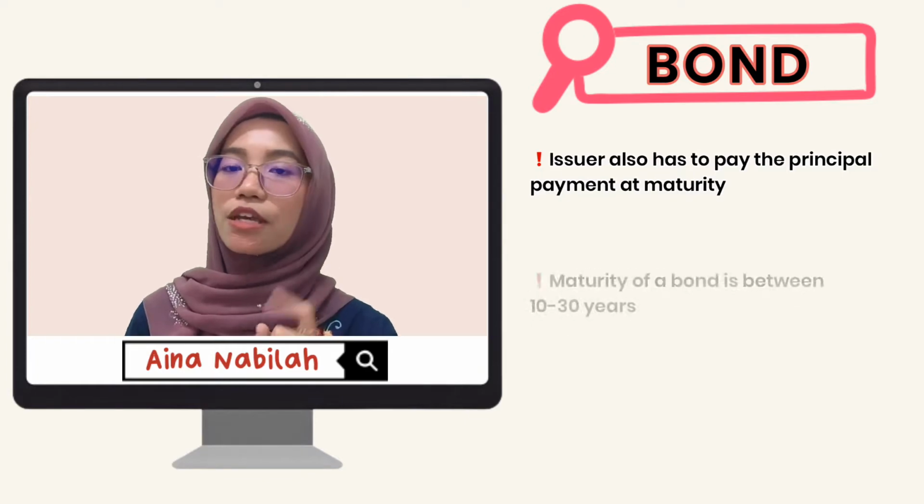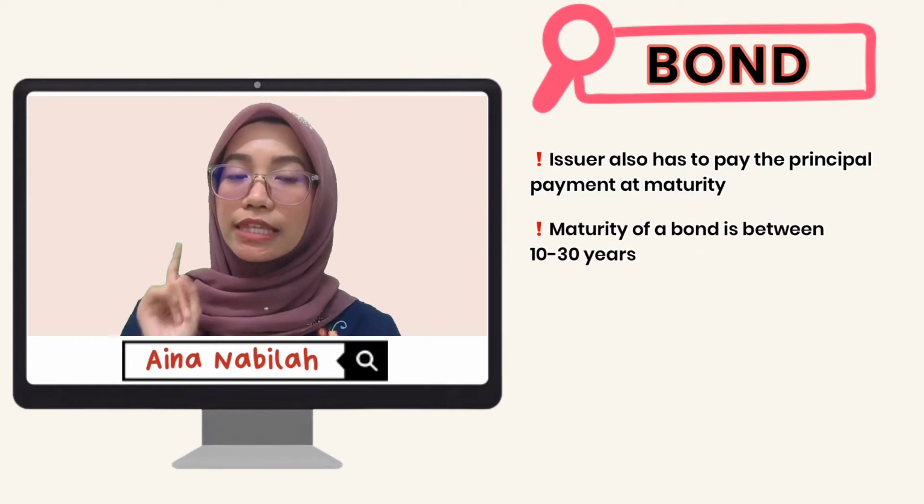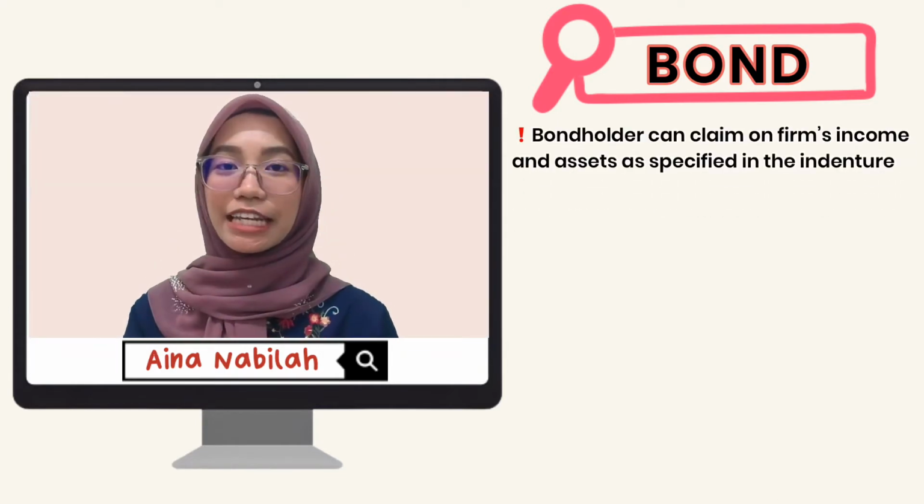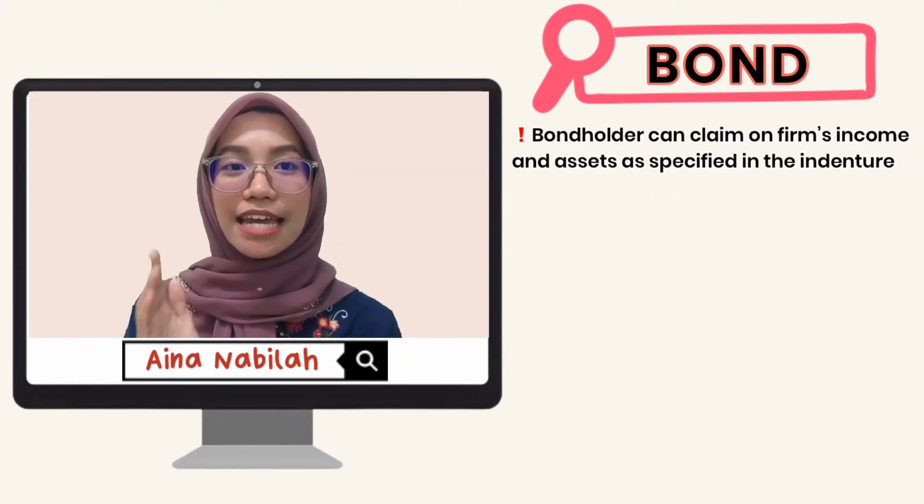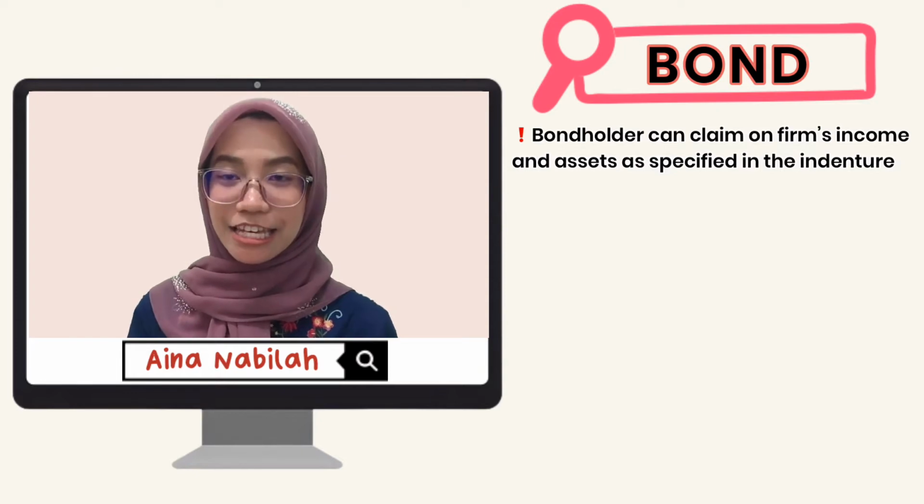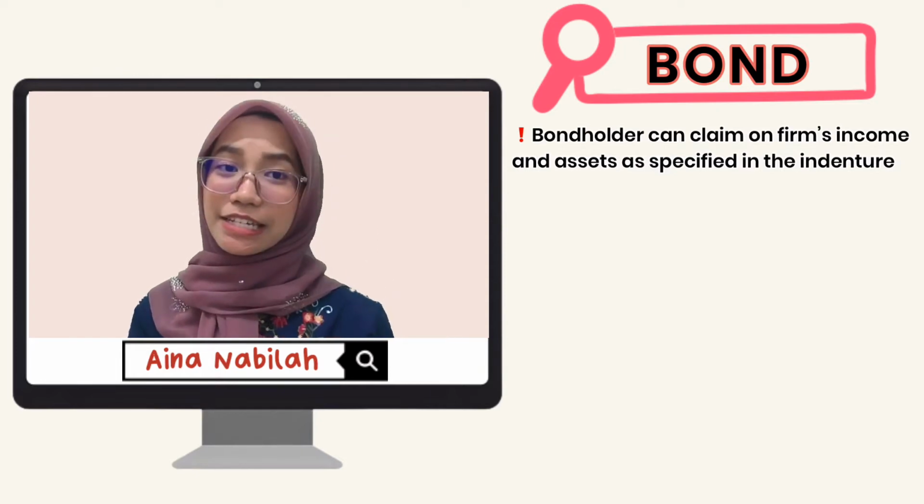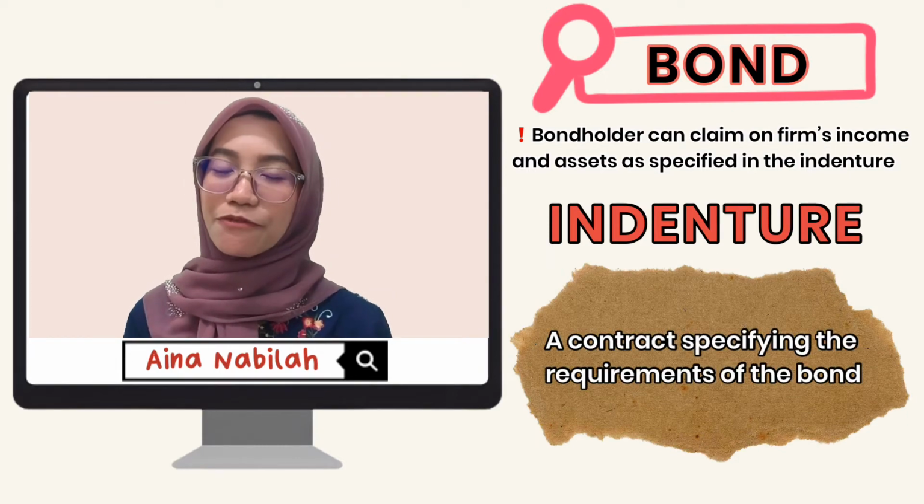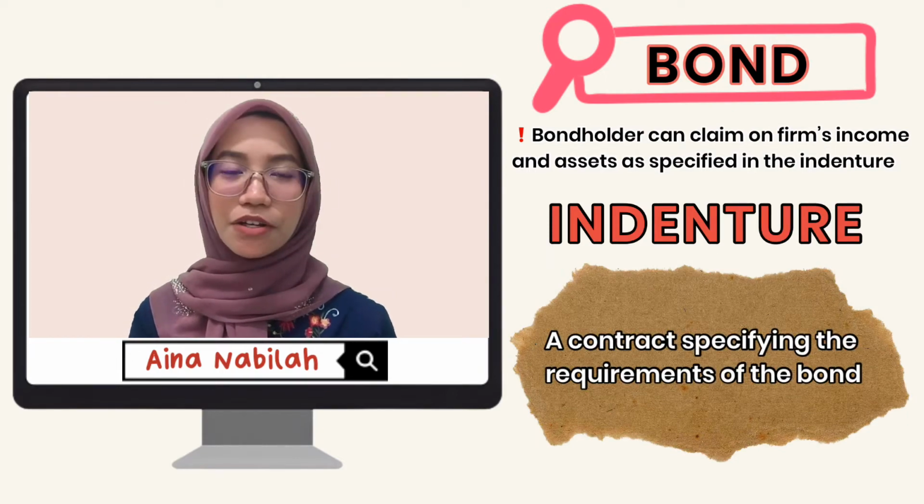As for the maturity of a bond, it is between 10 to 30 years. The bondholder can claim on the firm's income and assets as specified in the indenture. Do you know what is indenture? An indenture is a contract specifying the requirements of the bond.